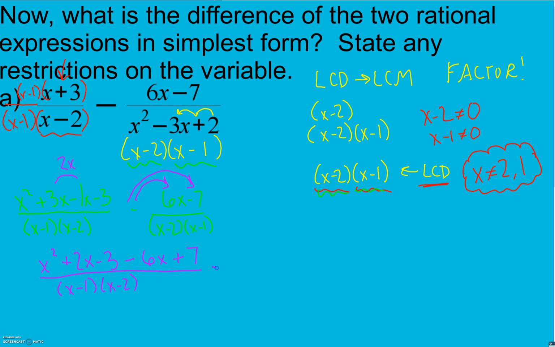I'm going to go ahead and combine like terms in my numerator here. I have an x squared. I have 2x minus 6x, so minus 4x. Negative 3 plus 7 is plus 4, over my common denominator. I'm going to factor my numerator. Multiply to 4, add to 4 are both 2's. Same signs, both negative here.